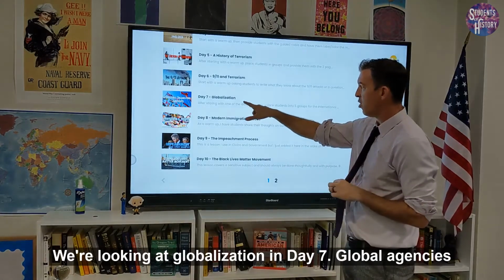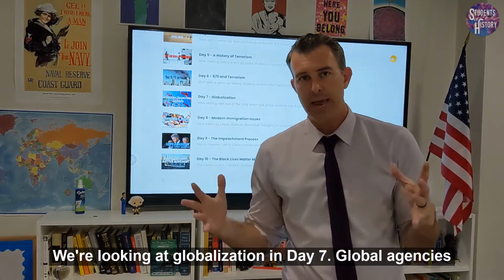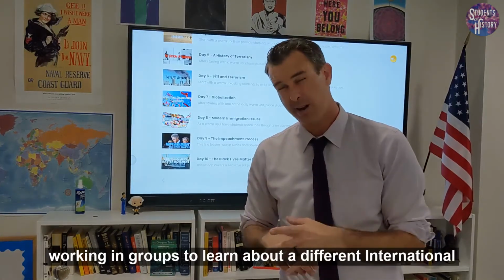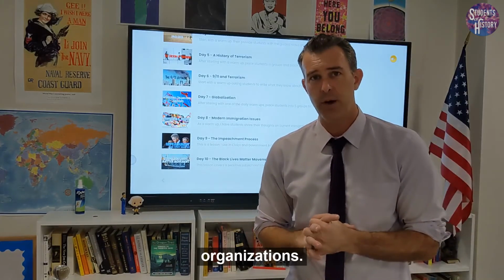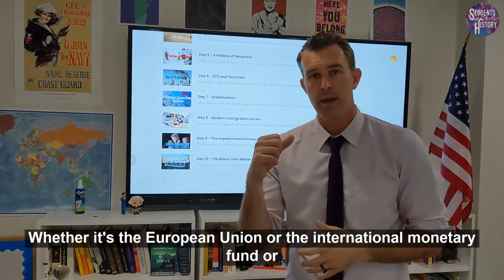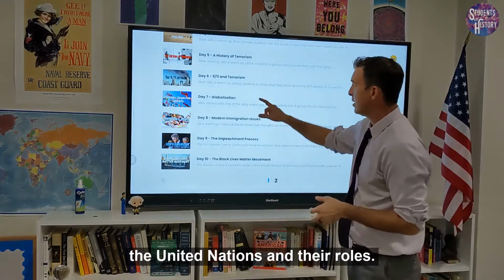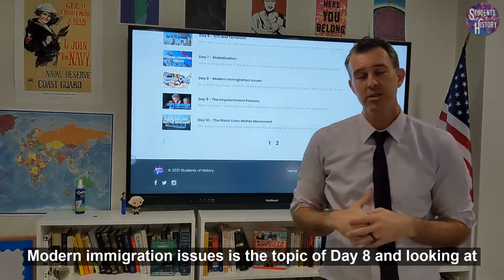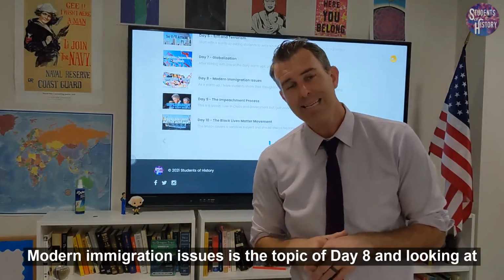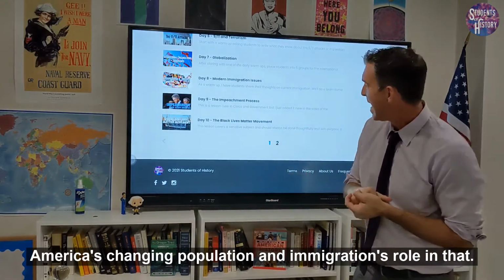We're looking at globalization in day 7, global agencies. Kids are, again, working in groups to learn about a different international organization, whether it's the European Union or the International Monetary Fund or the United Nations, and looking at their roles. Modern immigration issues is the topic of day 8, and looking at America's changing population and immigration's role in that.